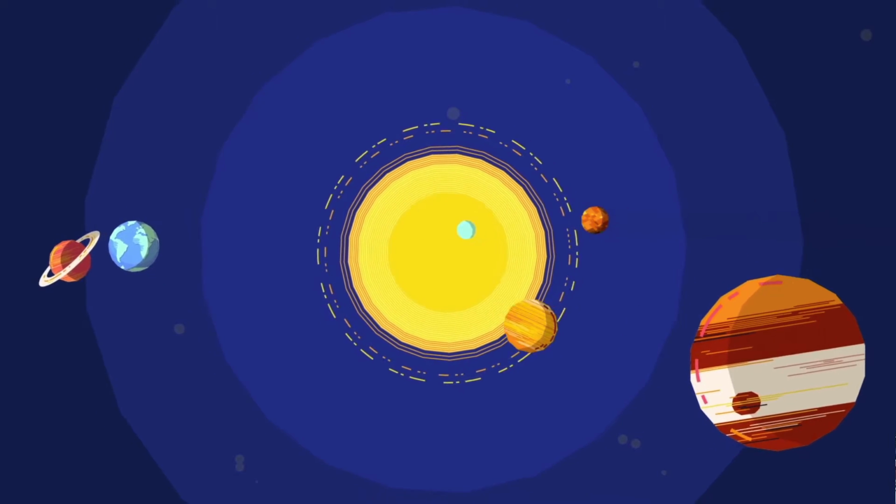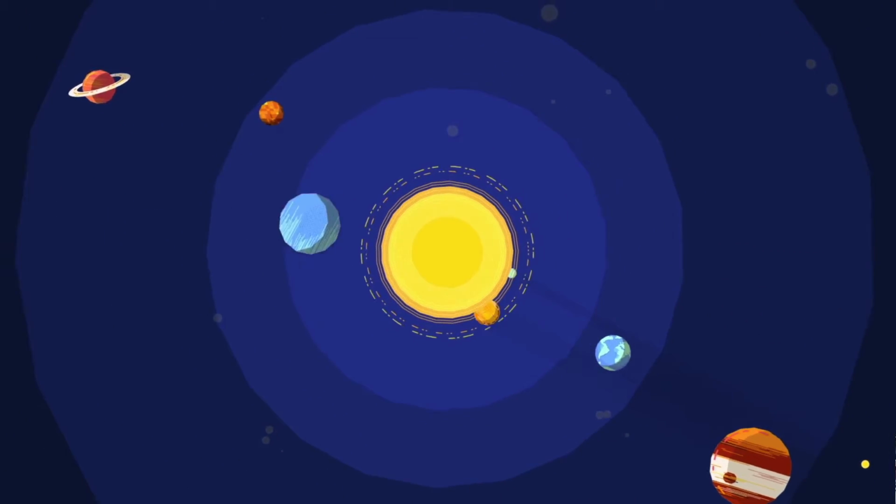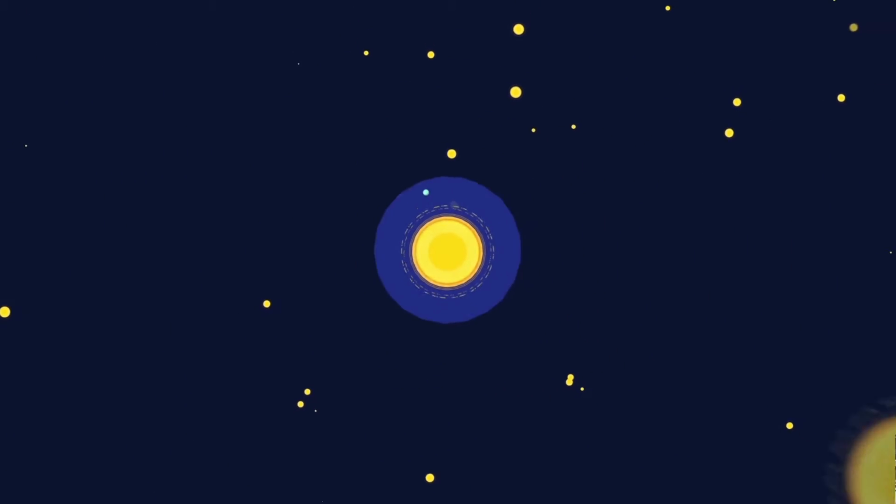Life as we know it could well be found outside our solar system. Over the past 2 decades, astronomers have discovered thousands of planets orbiting stars other than the Sun.